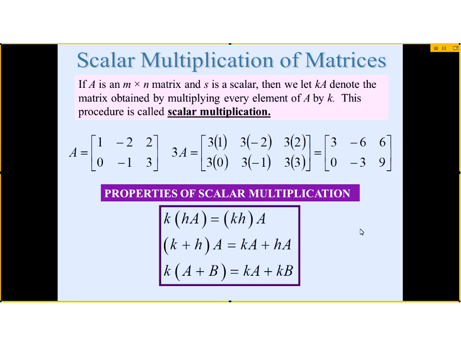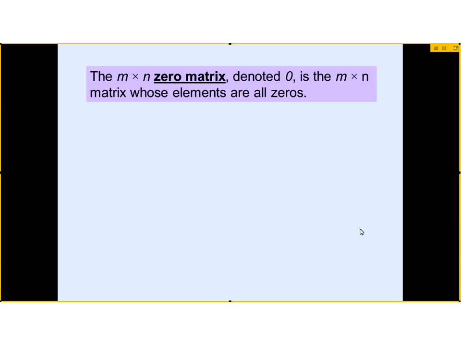Now, properties of scalar multiplication. If we multiply (K plus H) with A, we can write (K plus H) into A is equal to KA plus HA, or K into (A plus B) is equal to KA plus KB. These are the properties of scalar multiplication.